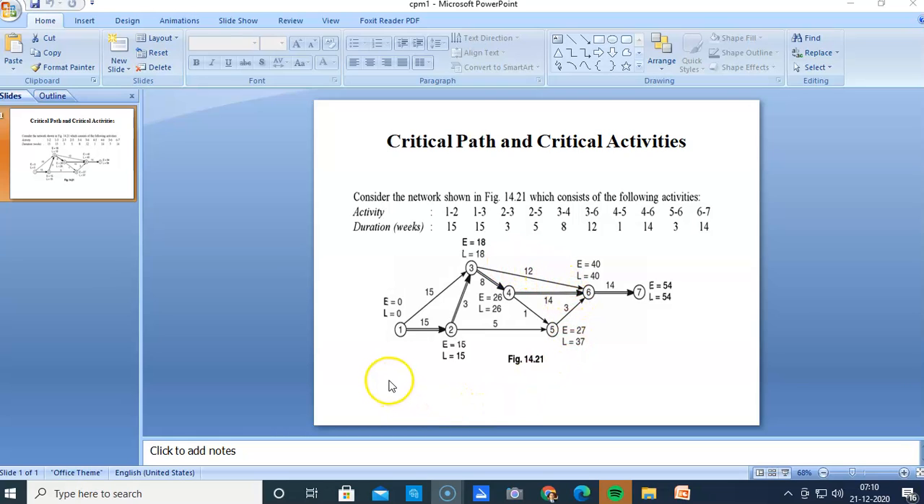Okay, how do we start? We take a starting node. We can see here it is 1, and the activity 1 to 2 is emerging from 1, 1 to 3 is emerging from 1, and similarly from 2 activity 3 is emerging, and so on.